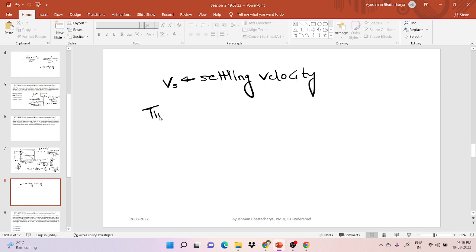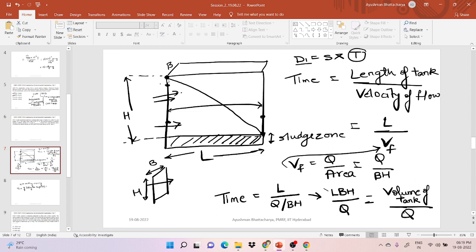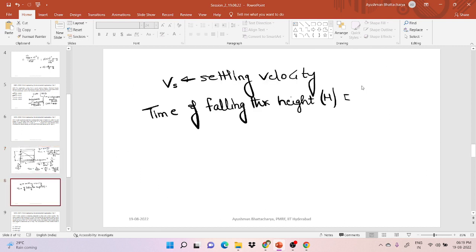So the time of falling through height h will be, since the particle is settling, it is here and it is covering h distance while settling. So the time to cover height h will be h divided by Vs. Now this is the time of falling through height h.